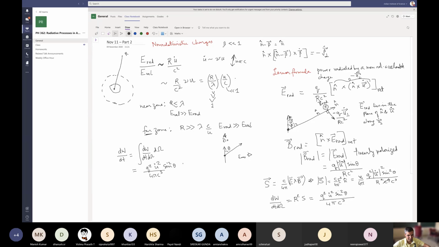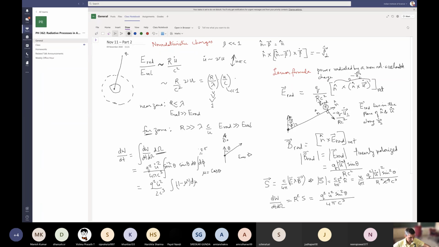So this is this, and dΩ, what is dΩ in terms of angle theta? Sine theta dθ dφ, right? And it's azimuthally symmetric, so the integral of dφ just gives you 2 pi. So 2 pi and 4 pi, it's q squared u dot squared by 2 c cubed times the integral of sine squared theta sine theta dθ. That's nothing but (1 minus mu squared) dmu, where mu is equal to cos theta.